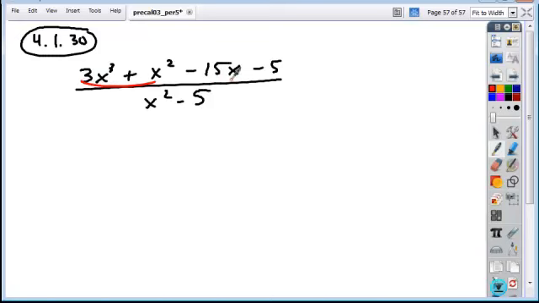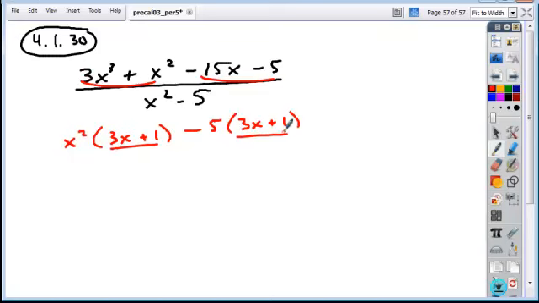If we take the first pair of terms and the second pair, the common factor you can remove from the first pair of terms is x squared. That leaves a 3x and a plus 1. In the second pair of terms, we can remove a common factor of negative 5, which leaves a 3x plus 1.